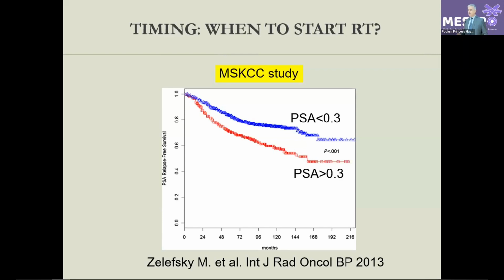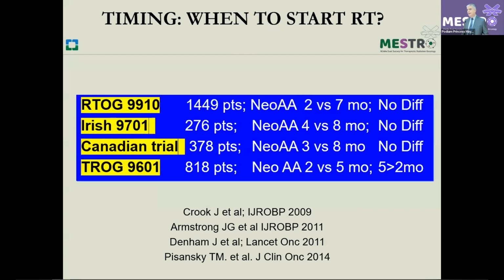So for years, we were kind of considering treating patients on ADT with radiation when the PSA drops below 0.5 or 0.3. This has been a practice based on 2 retrospective studies, but coming from big major institutions. But when you look at the data, looking at this question in a randomized fashion, we have 4 trials. The most important one of them is the RTOG 9110.